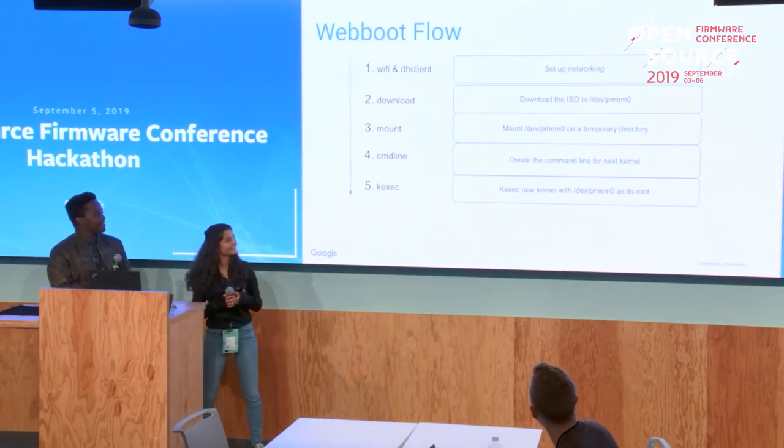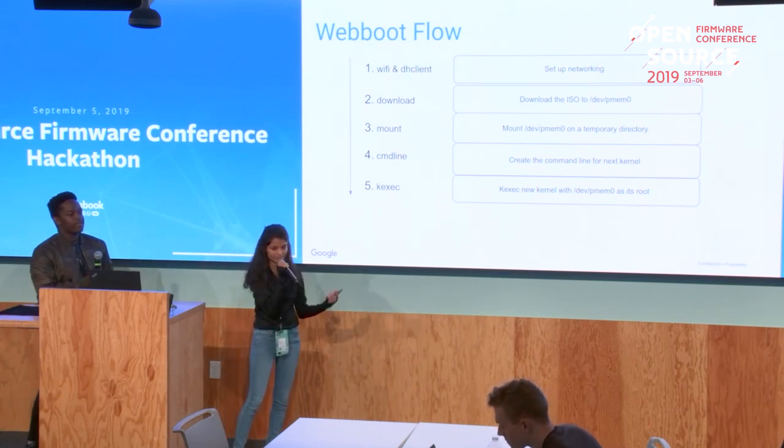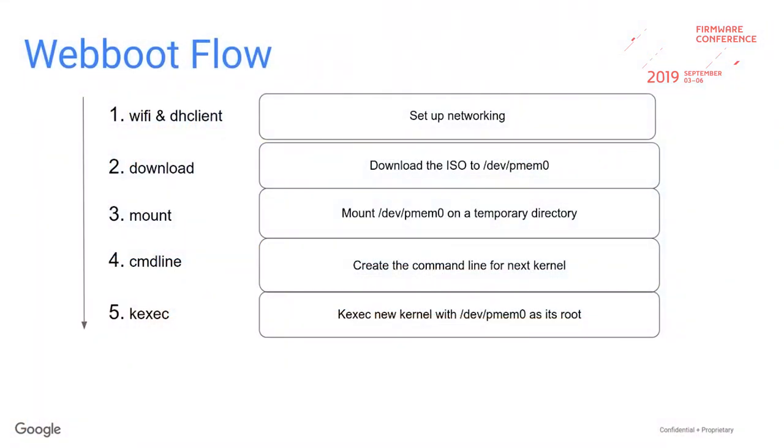Like I talked about before, mine was Wi-Fi and DHClient. We had networking stuff to deal with. My job was to connect to one of the interfaces, whether that was Wi-Fi or Ethernet, and then get a message back from the server. After that, I started downloading the ISO from the internet onto a persistent memory device, storing it all there. Then after the files were stored in the persistent memory device, I had to mount that device on a file so that I could access the kernel and the initramfs files.